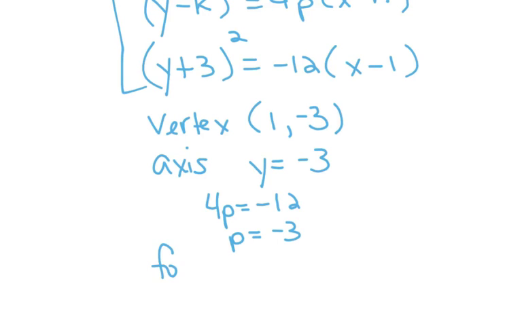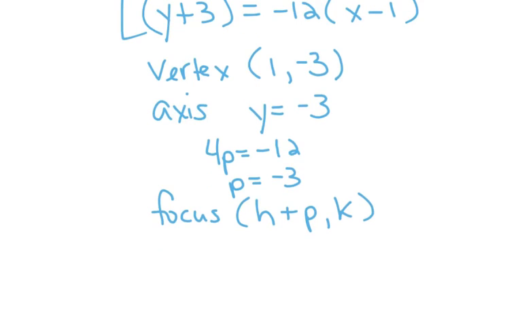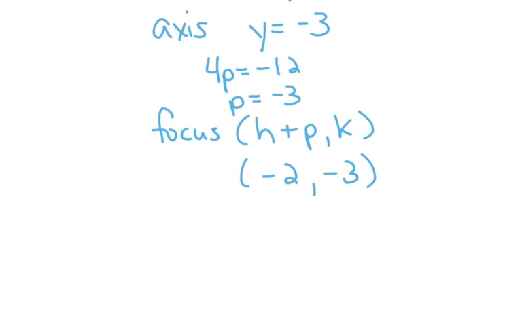The focus is at h plus p comma k. So in this case, it's at 1 plus negative 3 comma k. The directrix is going to be the line x equals h minus p, in which case it's 1 minus negative 3, which is 2. And that's your important information for parabolas.